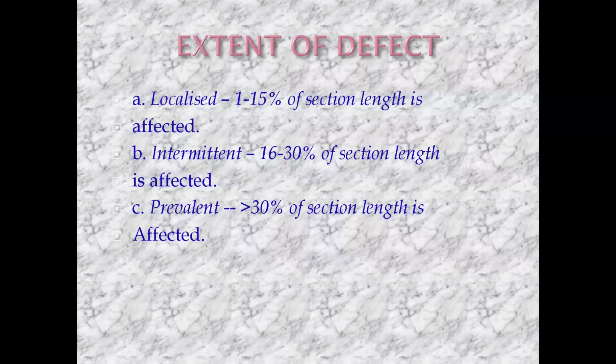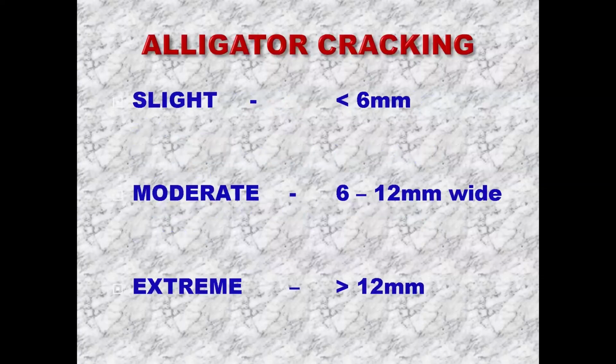If the coverage, percentage-wise, of the defects you are talking of is up to 15, then you know that it's localized. If it is between 16 to 30, then it's intermittent, and if it's greater than that, it's prevalent. For alligator cracks, we are looking at the crack width. If the crack width is less than 6 millimeters, then it's slight. If it is between 6 to 12 millimeters wide, then it is moderate. And if it is greater than 12 millimeters, then it is extreme.